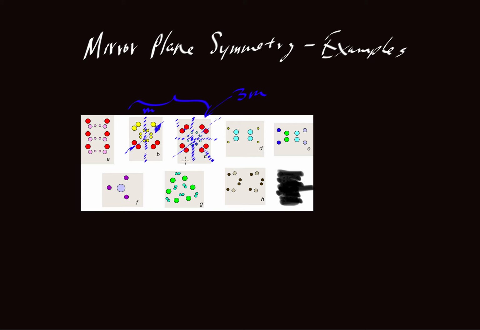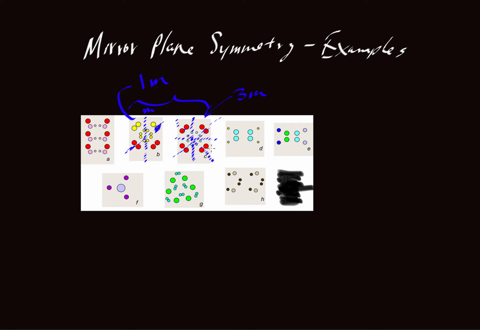So we have a very similar pattern here, but it depends on what types of atoms you have. If the atoms are different and they're shown that way by this color coding, that can break the symmetry. So for this one, there's only one mirror plane. So I just wanted to explain that one feature.